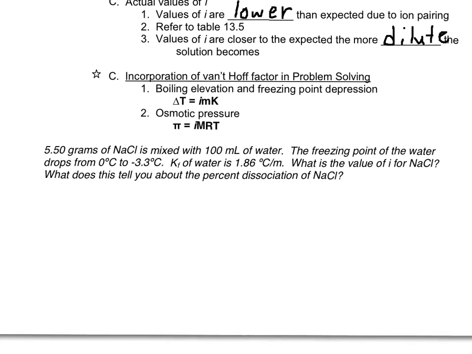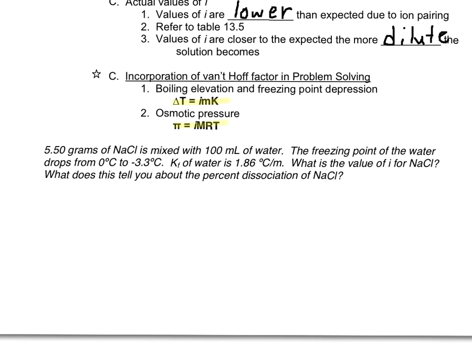Now, you can incorporate the Van 't Hoff factor. You can incorporate i into these equations. Just like this, it's the exact same equations that we had before. You just put the letter i in there, and they're really easy to deal with. Sometimes you don't even have to write it down. Just keep in mind, oh, it's NaCl. That means it'll lower the temperature twice as much as I'm expecting.